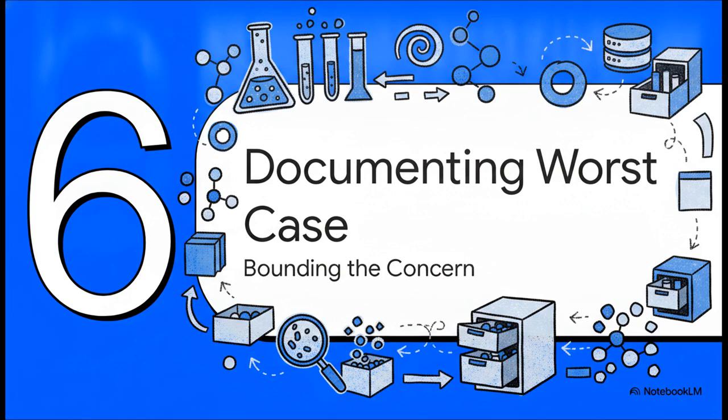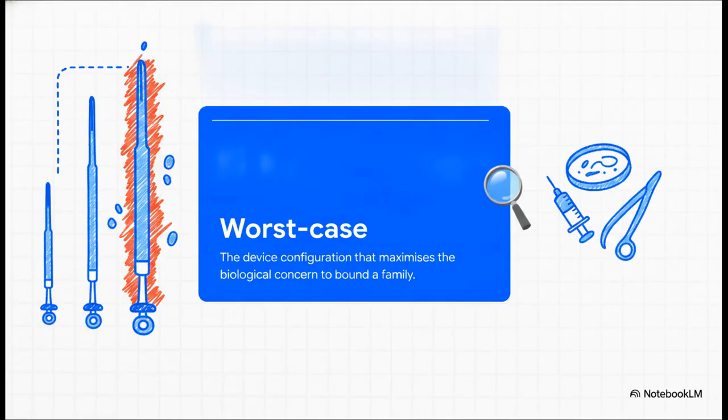Finally, Section 6. Documenting the worst case. To make sure absolutely no chemical constituent or manufacturing residue falls through the cracks, we group things. If you have multiple variations of a device, let's say 3 different catheter lengths, you don't necessarily have to evaluate them all separately. You can group them into a device family, assuming they have genuine, verified, shared materials and processes. Then, you evaluate the worst-case scenario. This means you select the configuration that maximizes the biological concern, like the longest catheter with the largest surface area. That safely bounds the biological concern for the entire family.